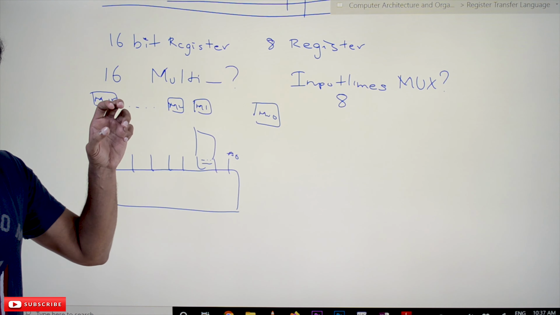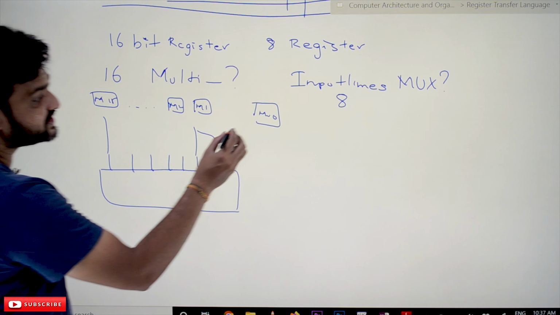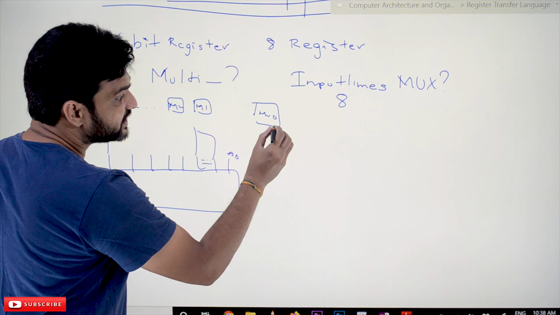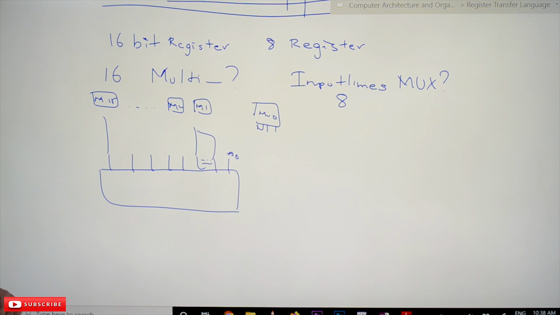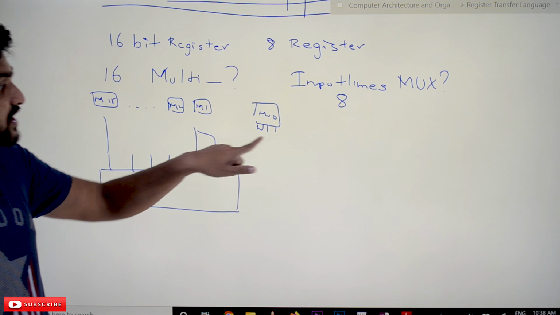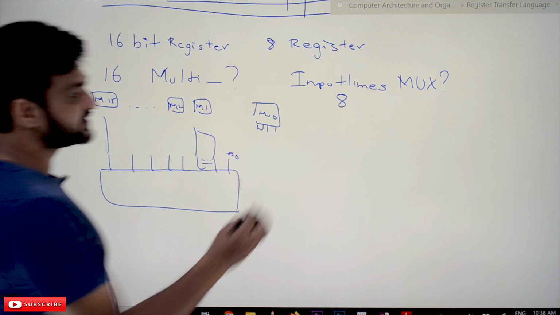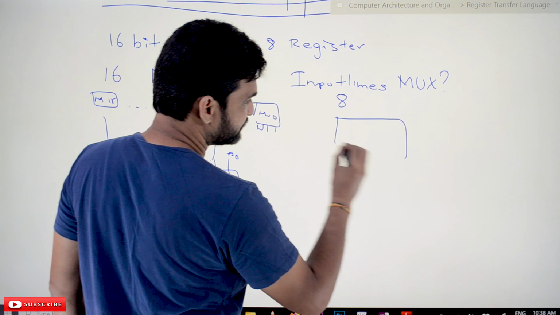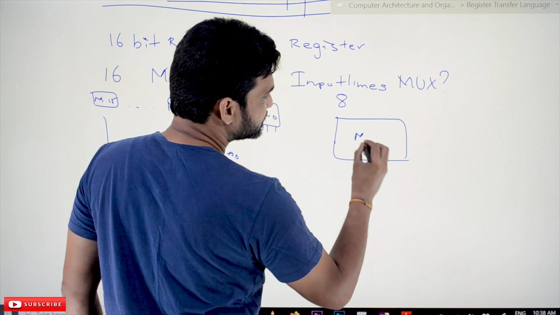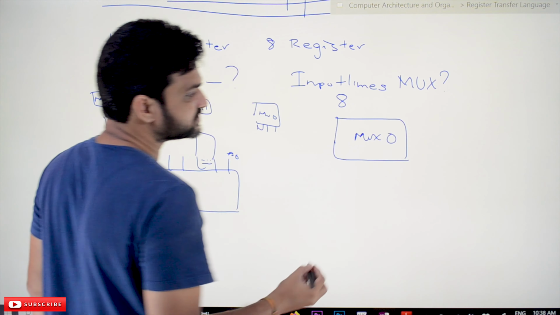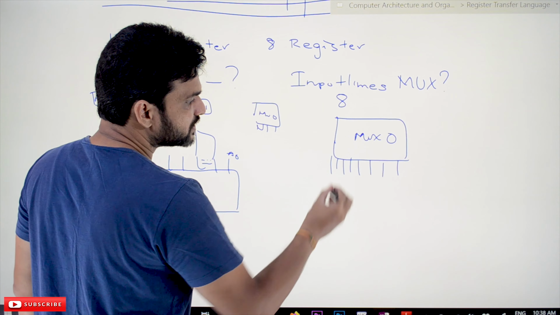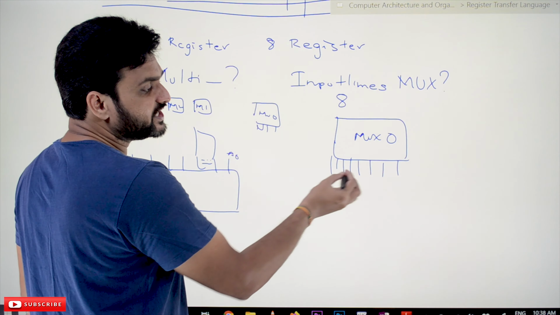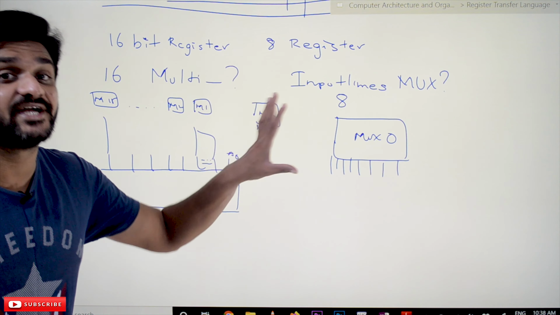Okay, and how many input lines should each and every multiplexer have? Each and every multiplexer should have 8 input lines. How can we say that? Because to this multiplexer, for example, if you consider this as the bigger one, to this multiplexer 0, what are the input values that are connected? So I am saying that we need 8 input lines to each and every multiplexer.